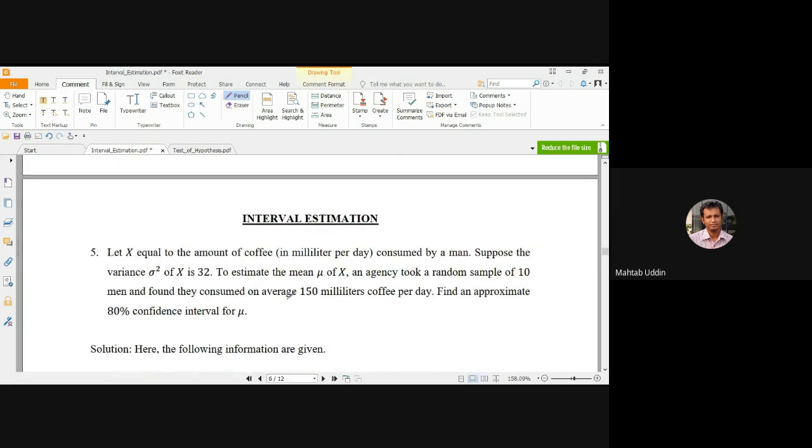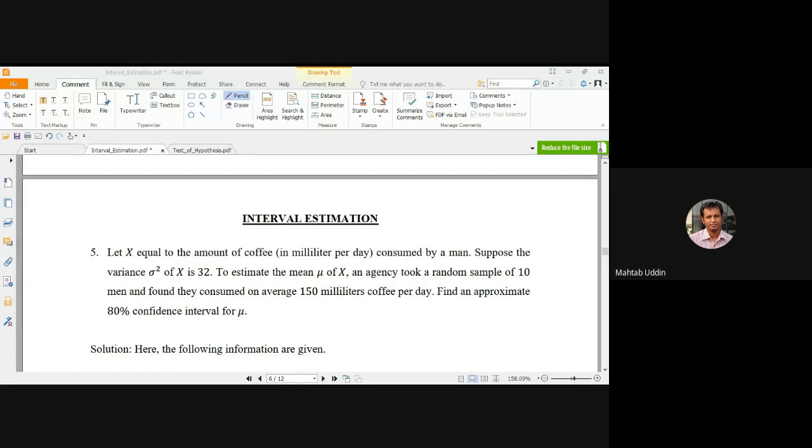The last one. Read the question carefully. Not Mahmoud, any other, because Mahmoud already did. Abir, can you tell me the information?